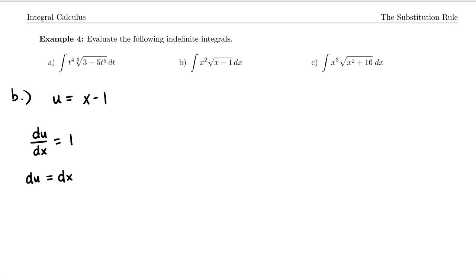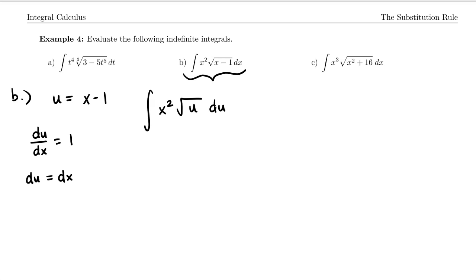Now, if I substitute inside of my integral, I would end up getting x squared times the square root of u, and then dx is just going to get replaced with du. Previously, we had said that we want everything to be in terms of u, and right now I still have an x squared. Prior to this example, that might have told us that maybe we're doing something wrong and we should choose a new u value. That's actually not the case here.